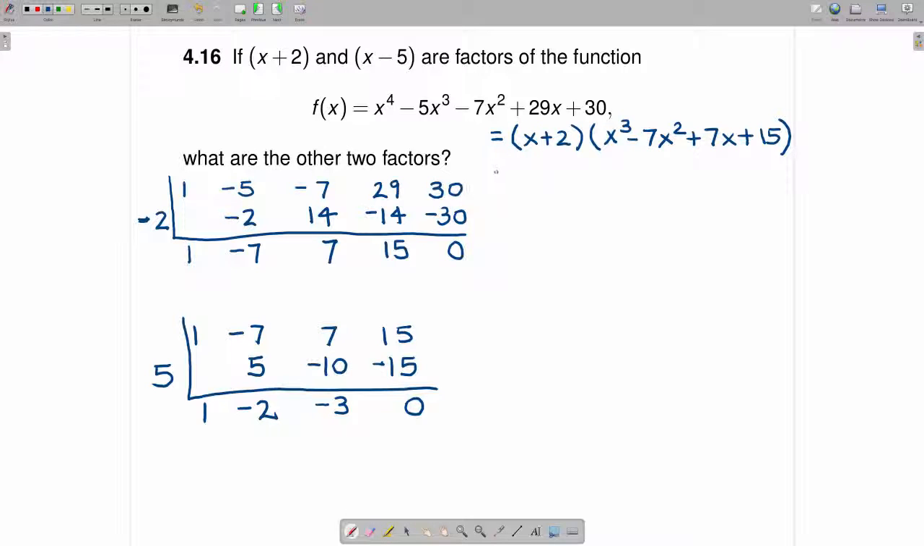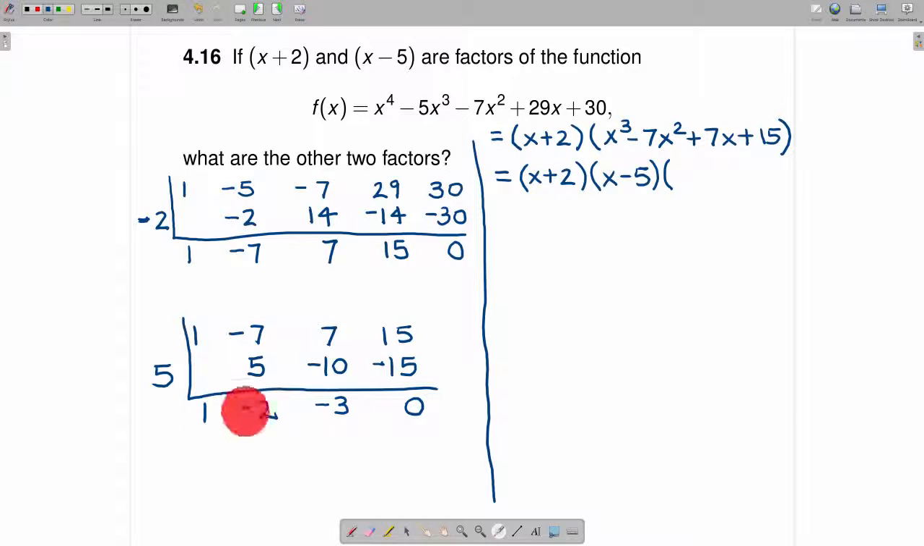So as an update here, now what we have, put a line here to separate these out, we have x plus 2, and then we're going to replace this third-order polynomial by x minus 5, multiplied by the quotient. And the way you get the quotient is you look at these coefficients down here. This will be x squared minus 2x minus 3.